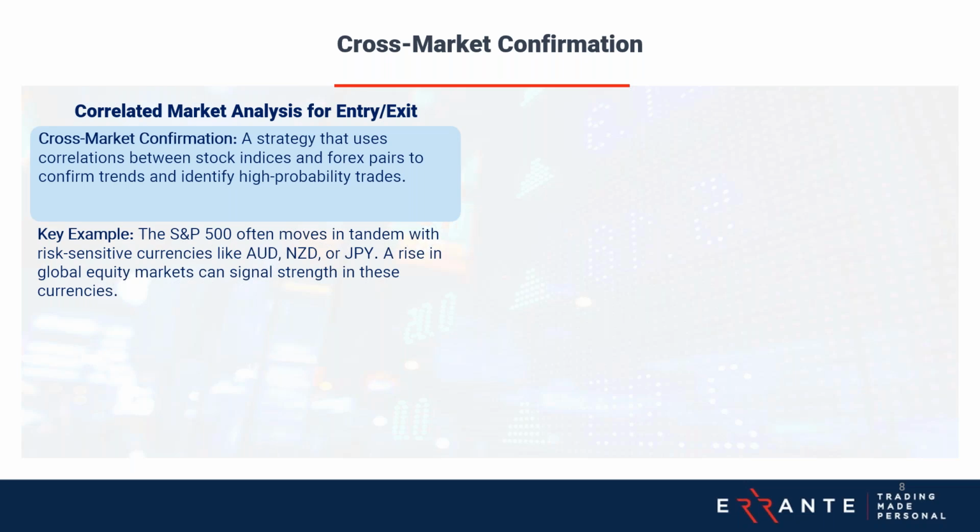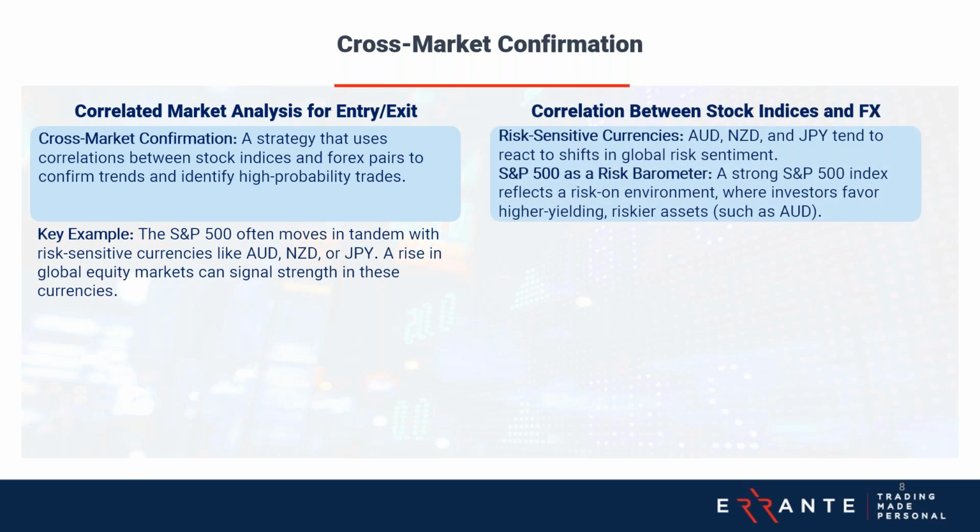And on the other side, when we see the S&P 500 is breaking out to new highs, it's a sign that risk appetite is growing. So if at the same time a risk-sensitive currency pair like AUD/JPY is trading near a resistance or breakout level, we have a strong signal for a long position. The alignment of trends across these markets provides higher confidence in the trade.